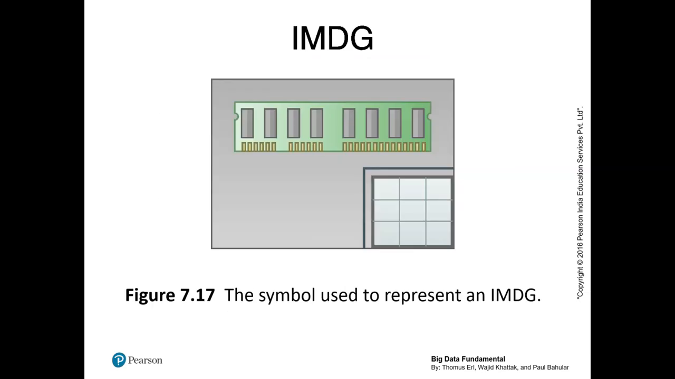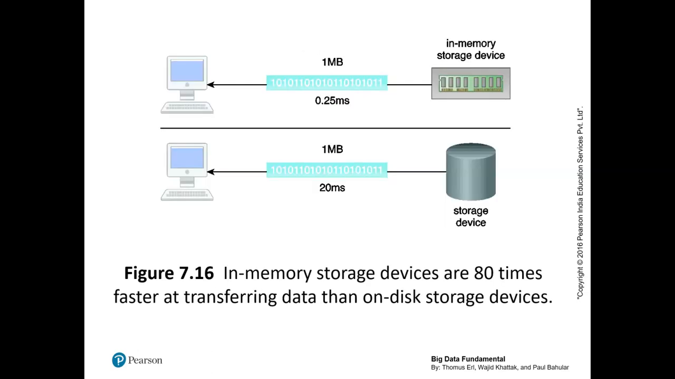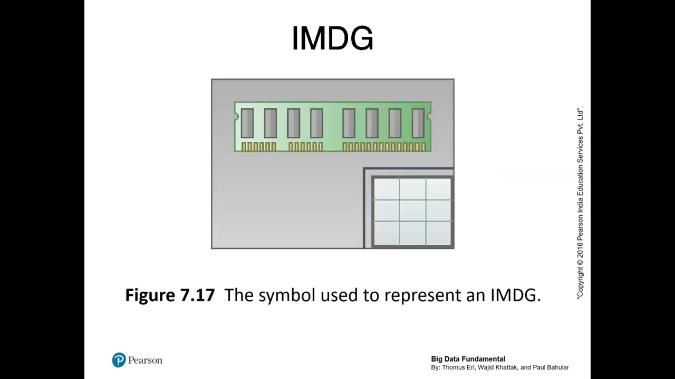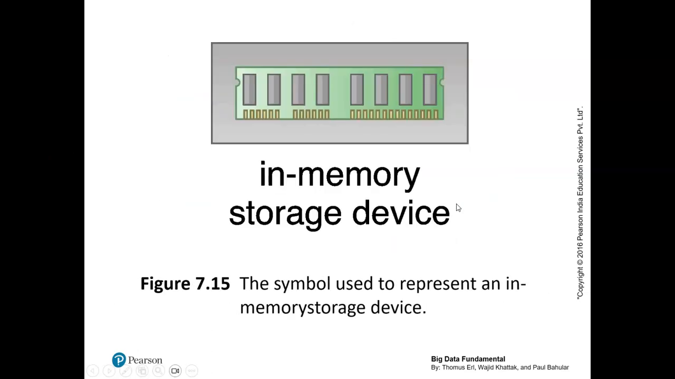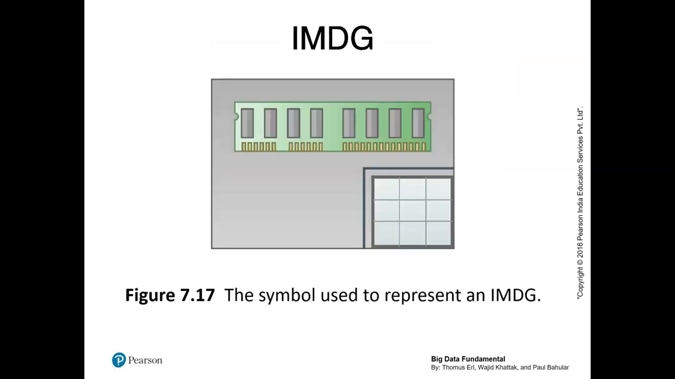Another one we have is IMDG. IMDG is a variation of that one, where you have more facilities. In-memory data grid, IMDG, is a new concept, and it has been adopted by Hadoop for big data processing. It is a bit different from the previous one with respect to the processing. You can see over here, the symbol is even different.